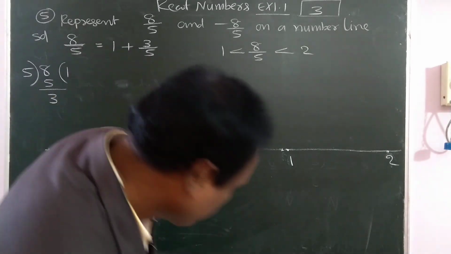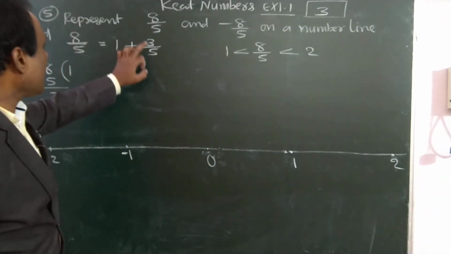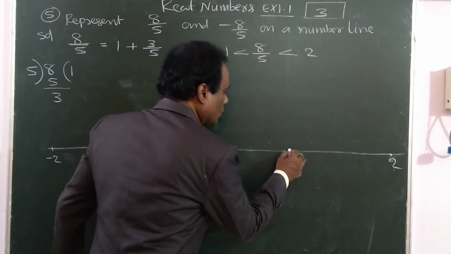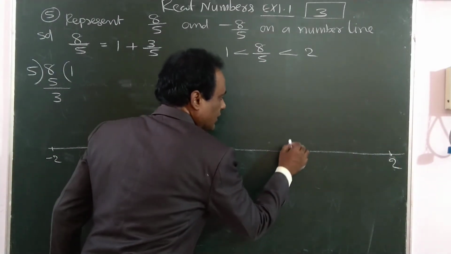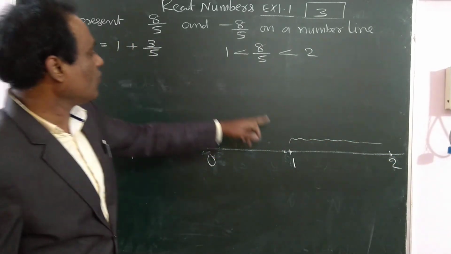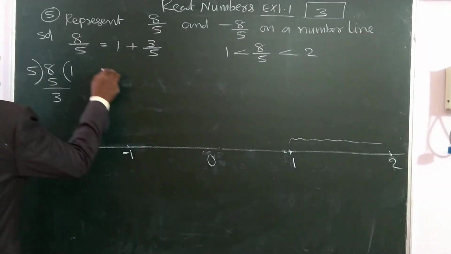Now, 3 by 5 we represent. 3 by 5 lies between 1 and 2, which means take only 1 to 2. This area only we have to consider. No need of other areas. Only 1 to 2.